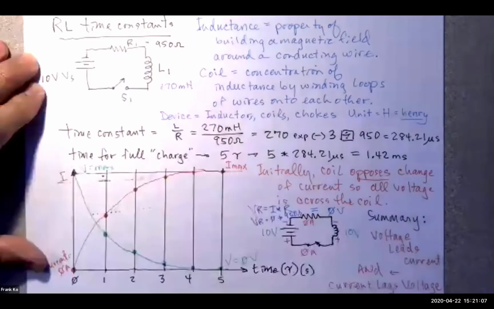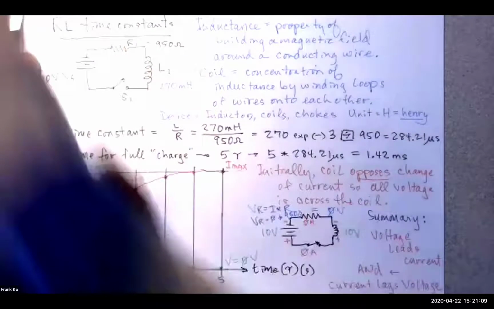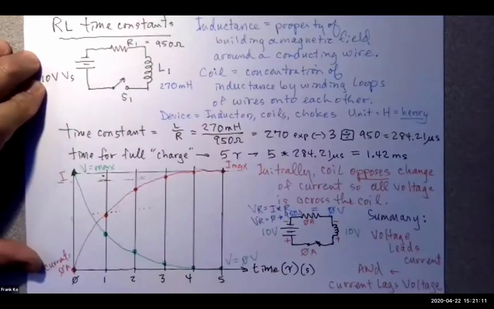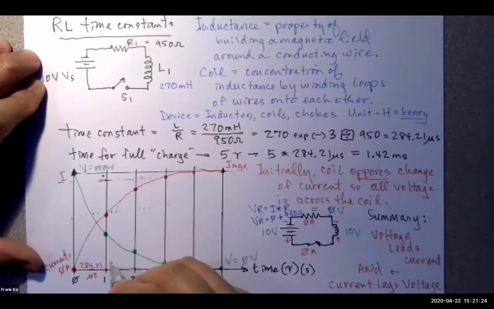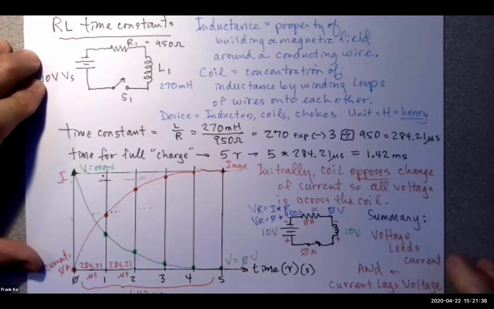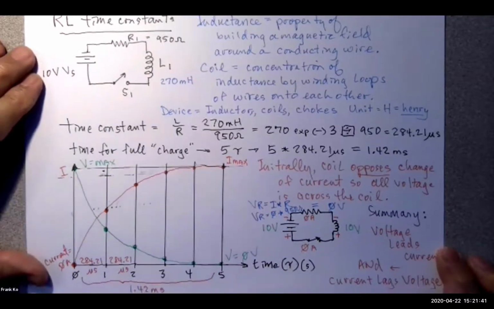And if we go to fill in our time, each one of these increments was 284.21 microseconds. This is another 284.21 microseconds, such that at the end of 5 time constants, this whole process took 1.42 milliseconds.